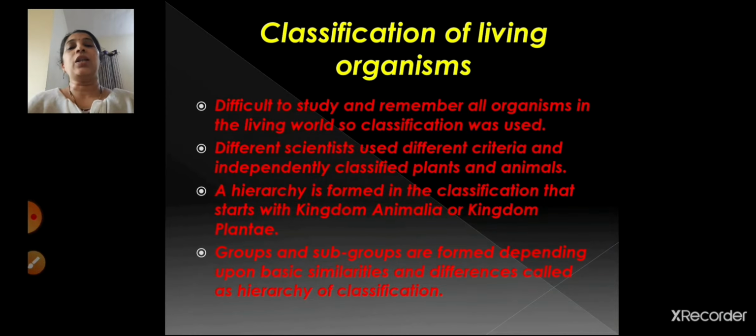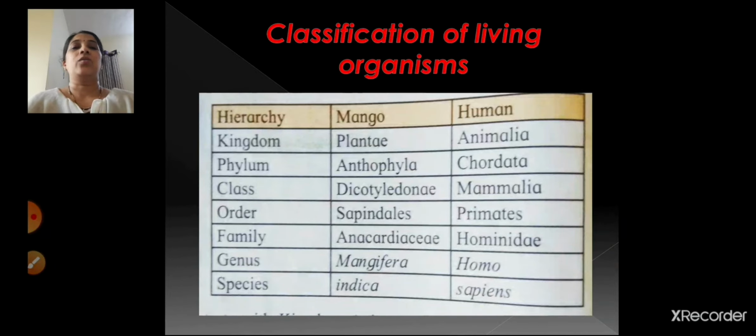In that, groups and subgroups are made by seeing what similarities there are and what differences there are. So this is called the hierarchy of classification. Now, this is the hierarchy they have given, for the mango and for the human. This is about the plant mango and this is about the human.